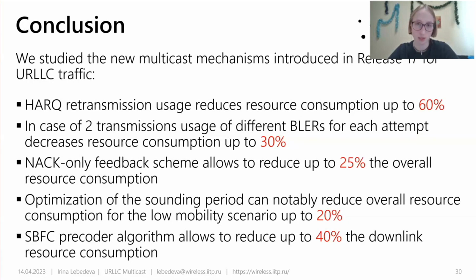We studied the new multicast mechanism introduced in release 17 for URLLC traffic, and based on simulation results, we defined the most suitable parameters for reliable multicast transmission with low channel resource consumption. So we show that HARQ transmissions usage reduces resource consumption up to 60%. In case of two transmissions, usage of different BLER for each attempt decreases resource consumption up to 30%. The NACK-only feedback scheme allows reducing the overall resource consumption up to 25%. Optimization of the sounding period can notably reduce overall resource consumption for the low mobility scenario, up to 20%. And the SBFS precoder algorithm allows reducing downlink resource consumption up to 40%.